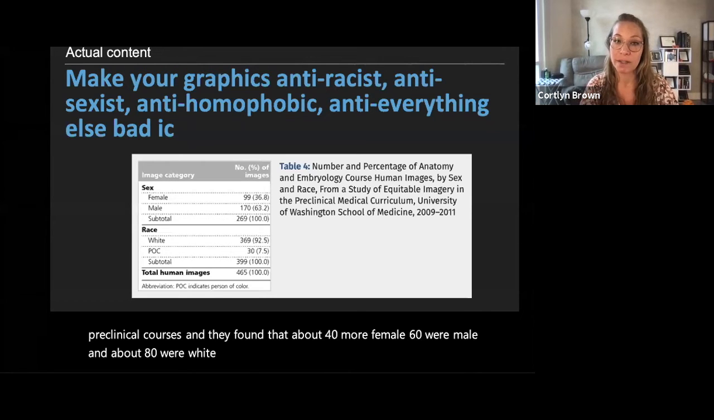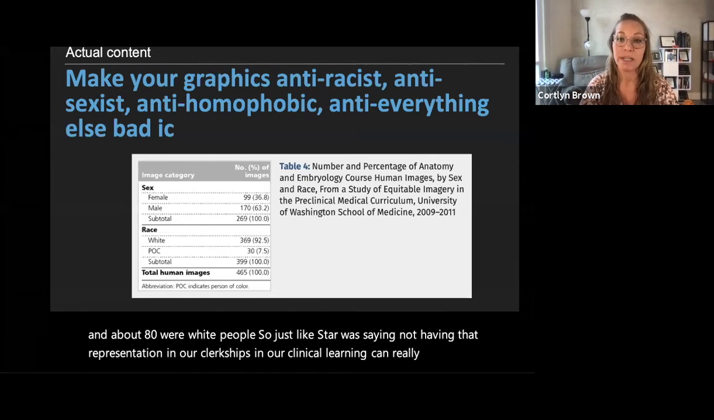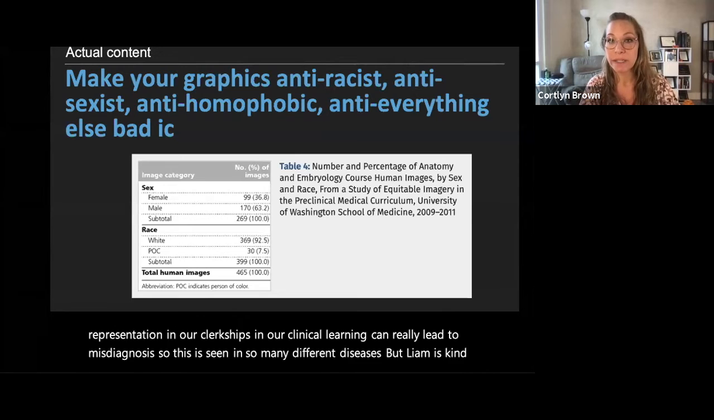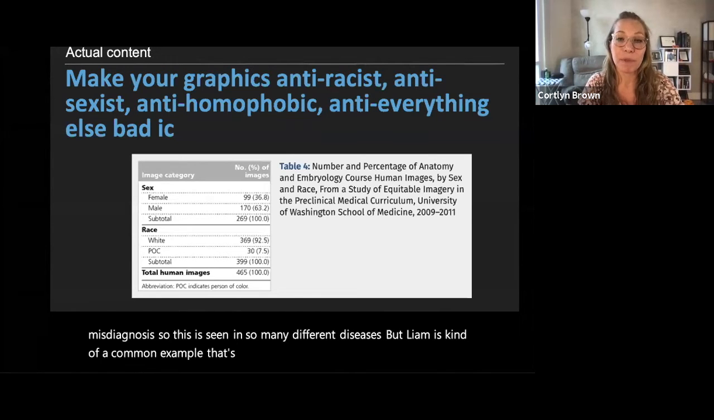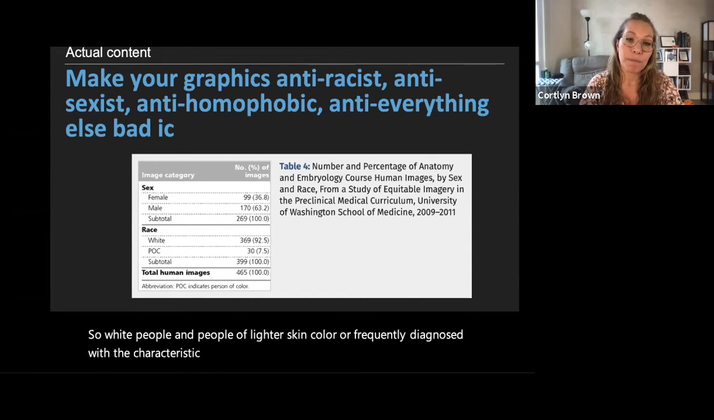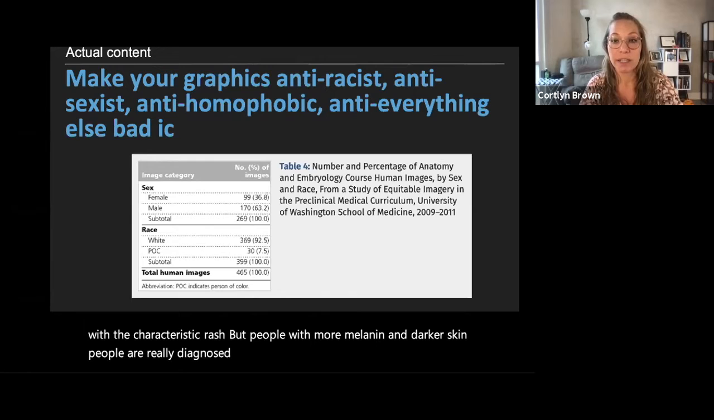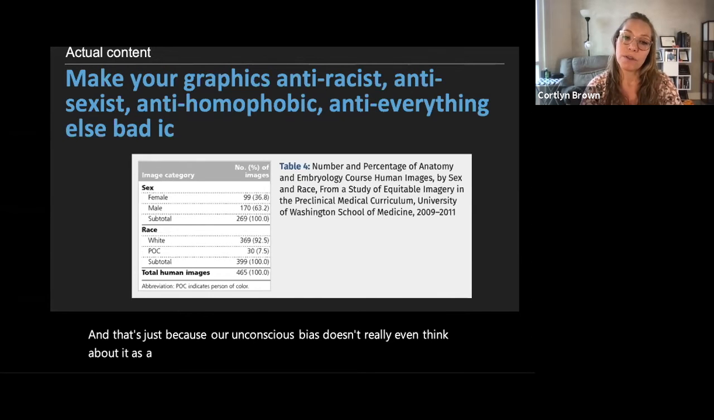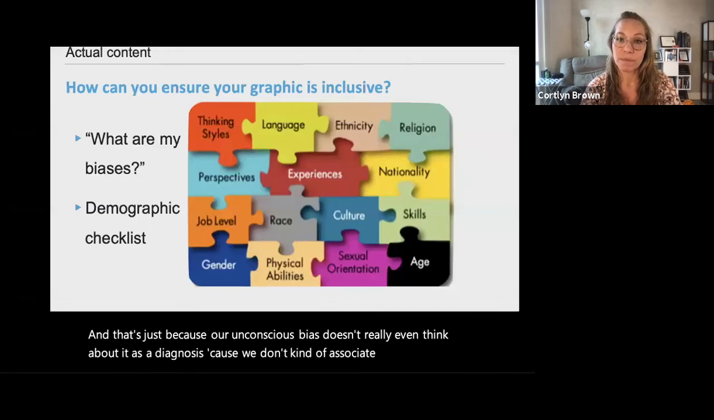Just like Star was saying, not having that representation in our clerkships and our clinical learning can really lead to misdiagnosis. This is seen in so many different diseases, but Lyme is a common example. White people and people of lighter skin color are frequently diagnosed with the characteristic rash, but people with more melanin and darker skin are diagnosed with the arthralgias in the later stages. That's because our unconscious bias doesn't even think about it as a diagnosis, because we don't associate that rash with the diagnosis.